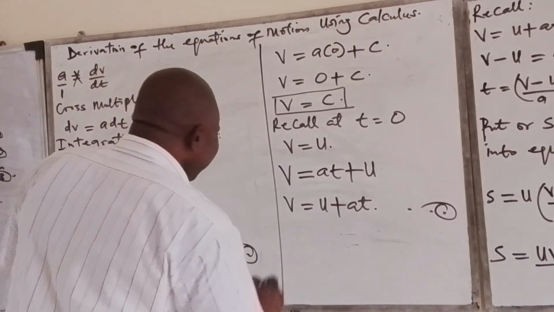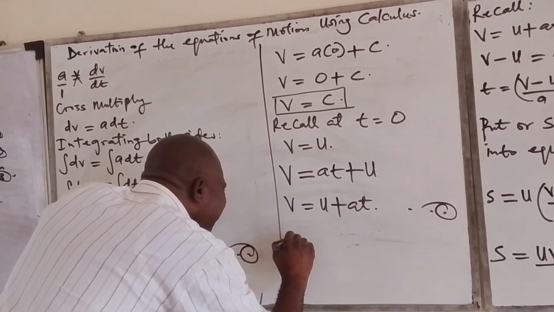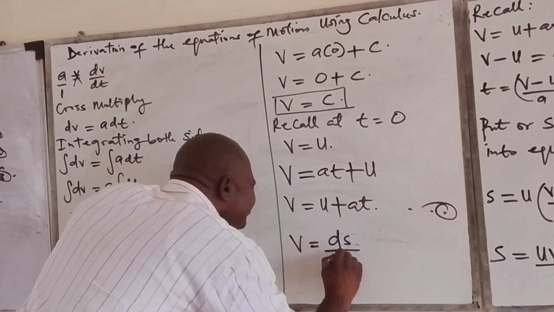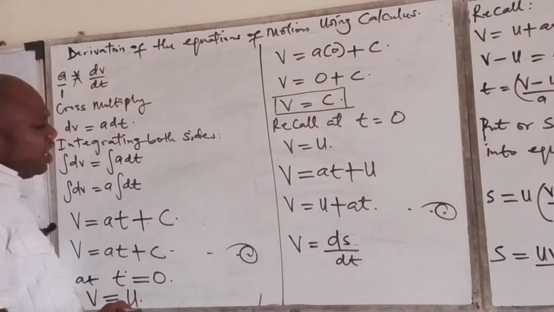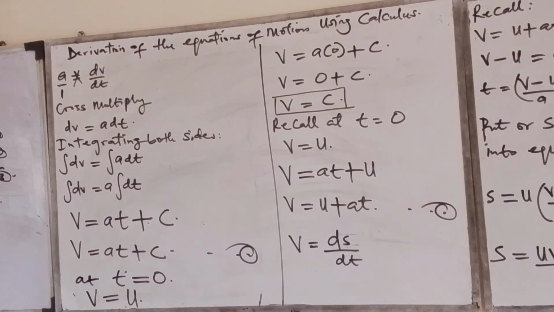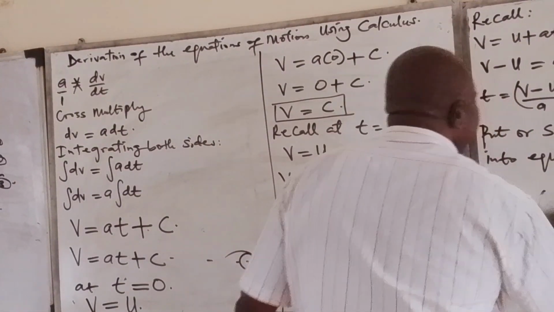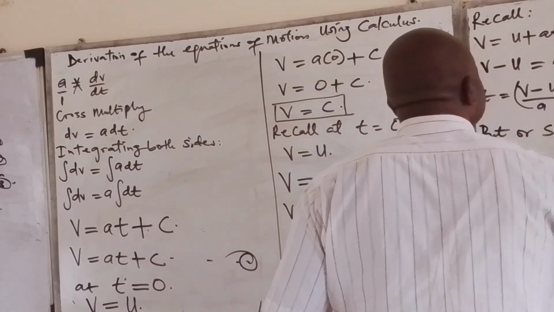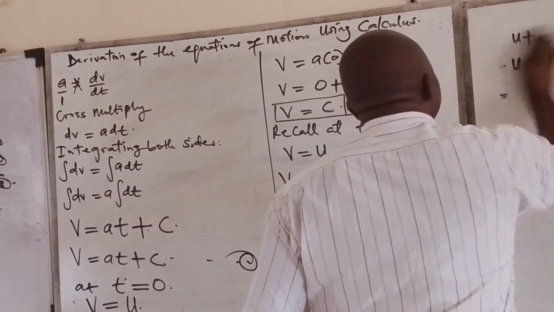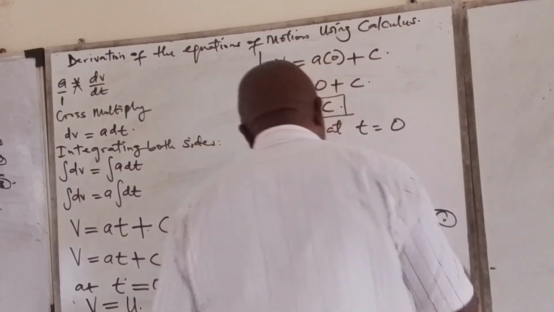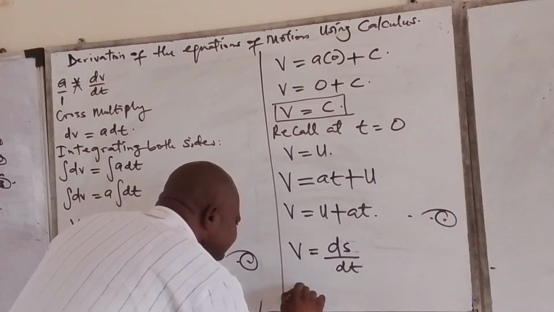Now remember we said our velocity is change in displacement all over change in time. Yes, velocity is change in displacement all over change in time. So the rate of change of displacement with respect to time is what is referred to as velocity. So it means in this case, now let's cross multiply.